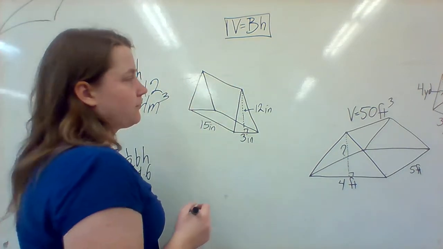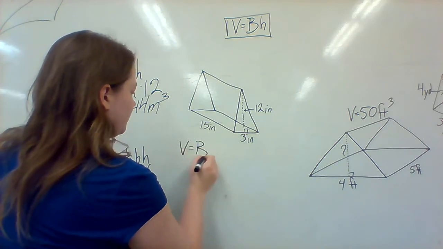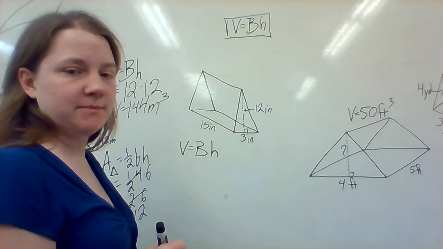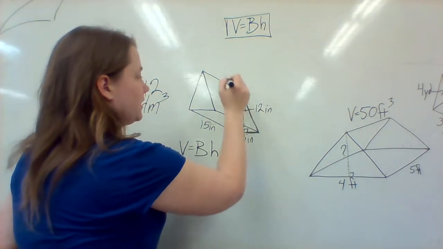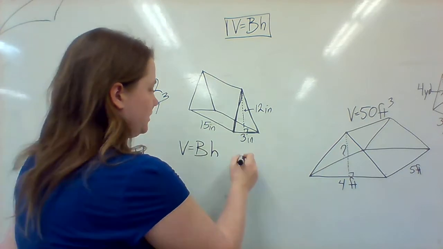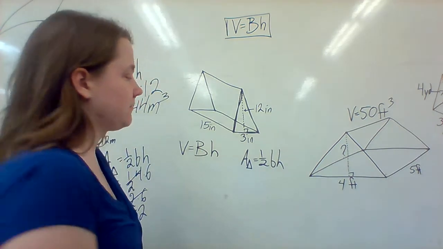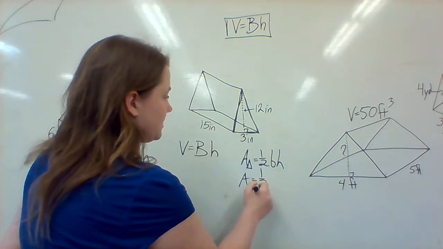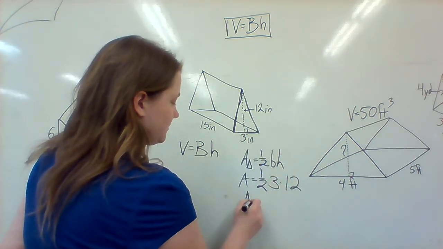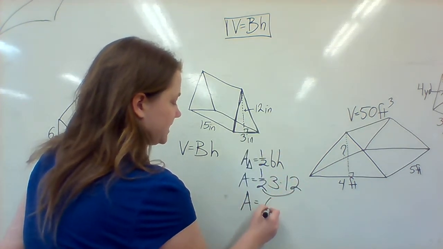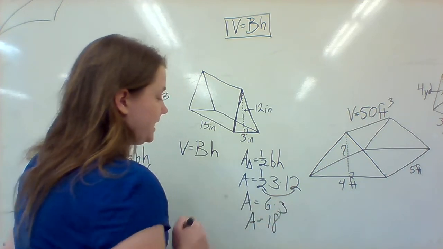We're going to rewrite the formula again so that we can plug things in. Actually, we've got room down here. V equals capital B times H. So the first thing I need to do is find the area of this triangle. Area of a triangle, half base times height. Then when I plug that in, it's going to be half, 3 is the base, 12 is the height. I can do half of 12, I know that that's 6. So now I have 6 times 3. So my area will be 18.